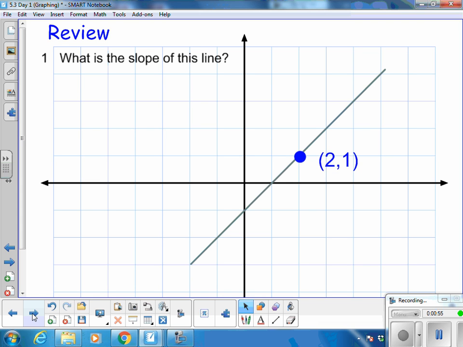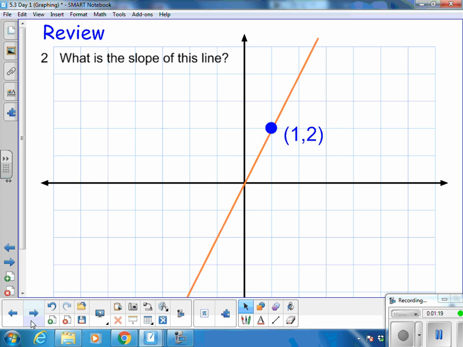So what is the slope of this line? Now, I'm using rise over run. I'm going to see that from the point (2, 1), it rises 1 and runs 1. So the slope is 1/1. I could rise 2 and run 2, slope 2/2. It all comes down to my slope is 1.